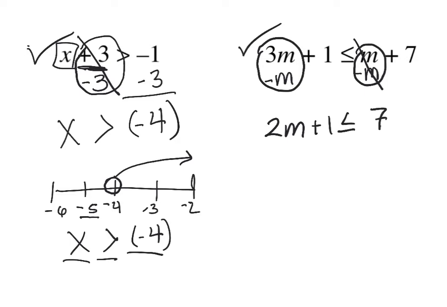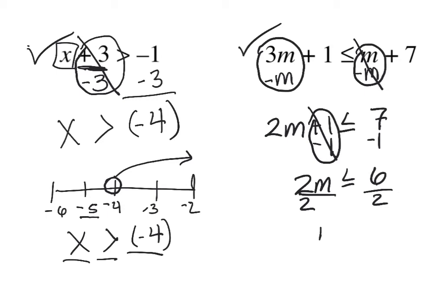Now we want the m's to be alone, so we got to take away this 1, and take away 1 over here to keep it balanced. That turns into a 0, so we have 2m is less than or equal to 6. Remember, we only want 1m, so we're going to divide by 2, divide by 2. M is less than or equal to 3.